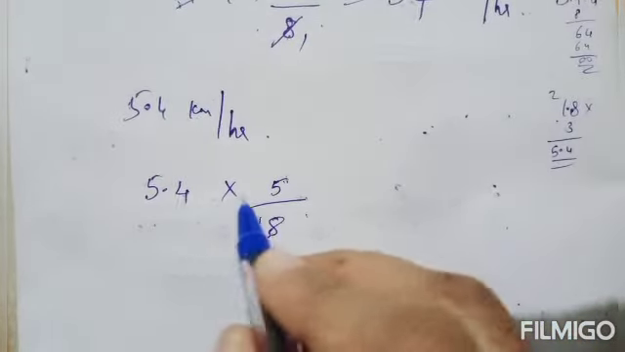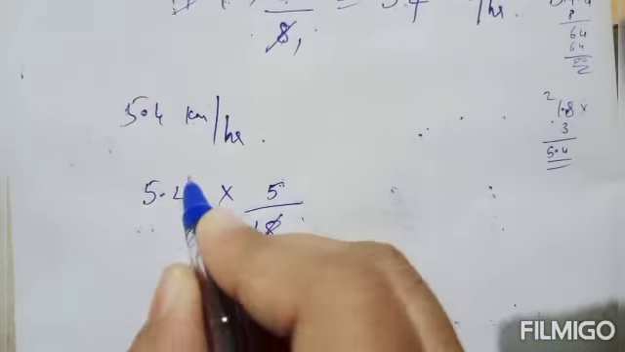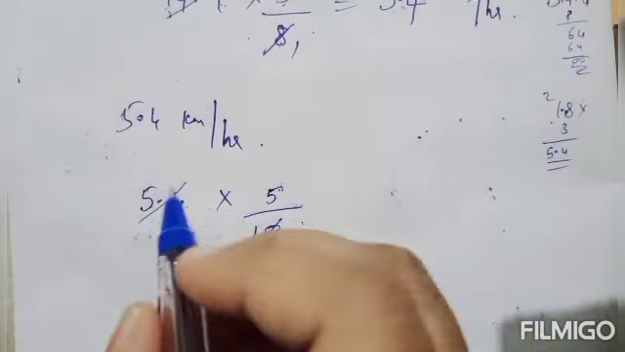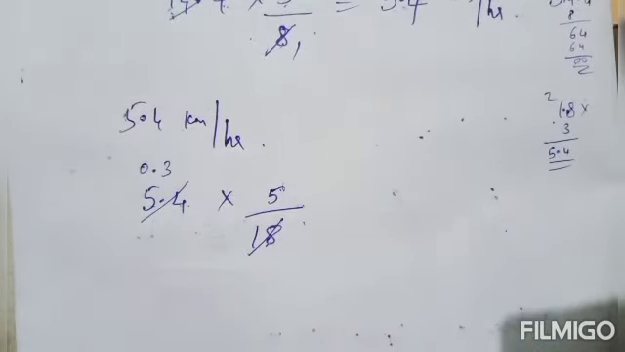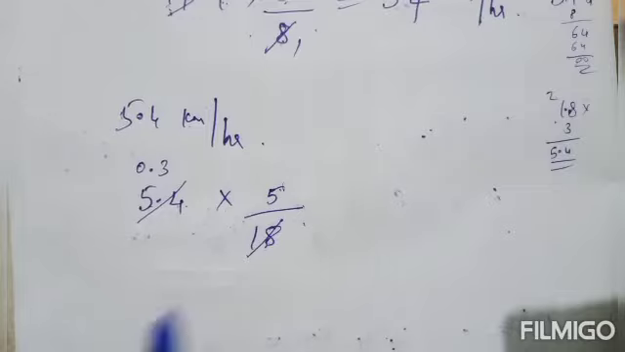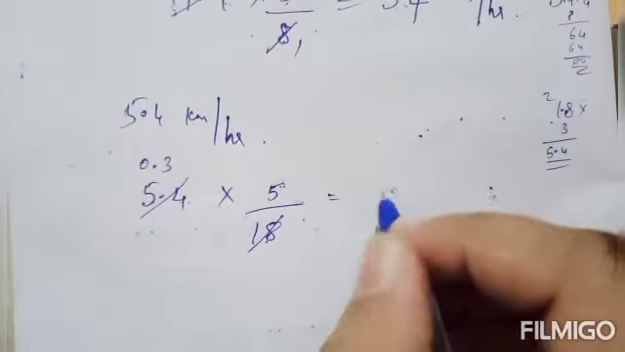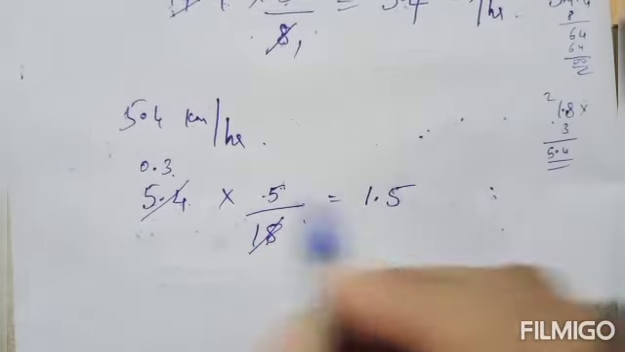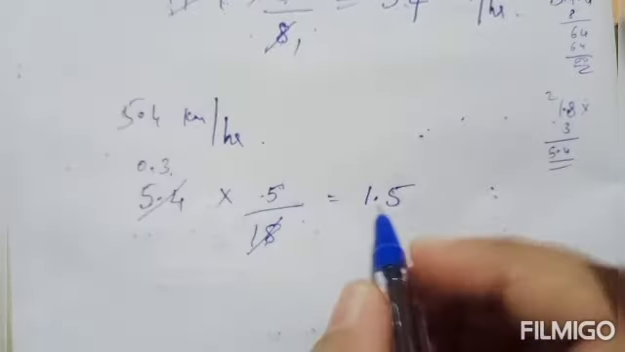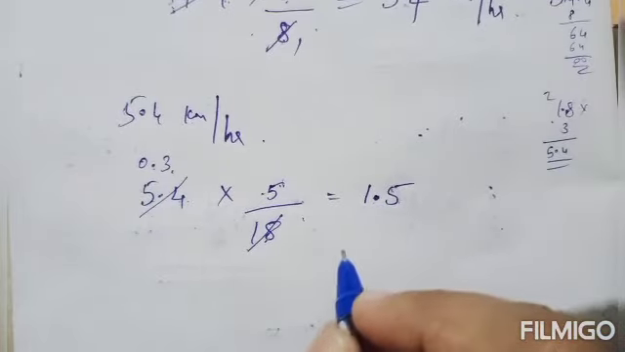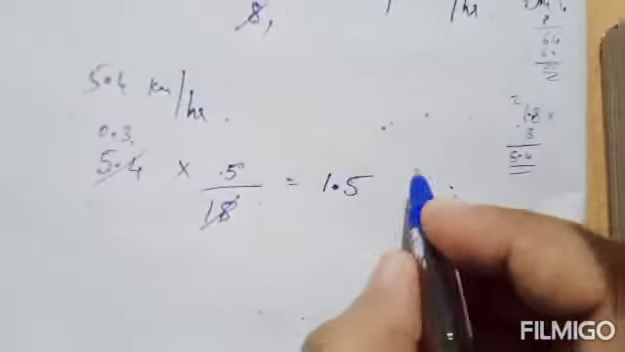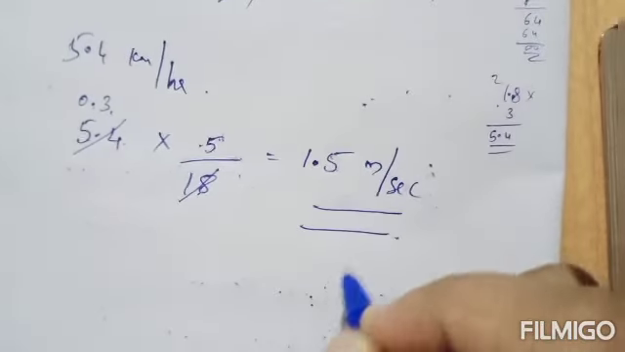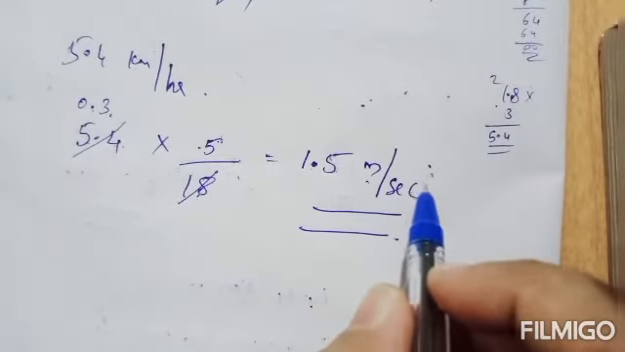So 5.4 into 5 by 18, what will you get? This 5.4 and 18 you can divide, and you will get 0.3. Now 0.3 into 5 is 1.5, since 3 into 5 is 15. After the decimal point one digit is coming, so here also one digit should come after the decimal point. So 1.5 meter per second. This is the speed in meter per second.